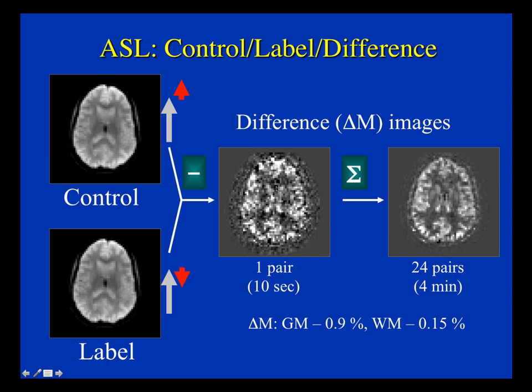So here's an example by subtracting one pair of control and label images. You can see that the signal-to-noise ratio is quite low because the blood volume within the voxel is quite low. But if you do this experiment multiple times, and here's an example where I have averaged it 24 times over 4 minutes, you can improve the signal-to-noise ratio. These images are called qualitative perfusion images or difference images. And typically what we are looking at is in gray matter, we have about a 1% signal change due to blood tagging, and in white matter, we should get about 2% signal change.